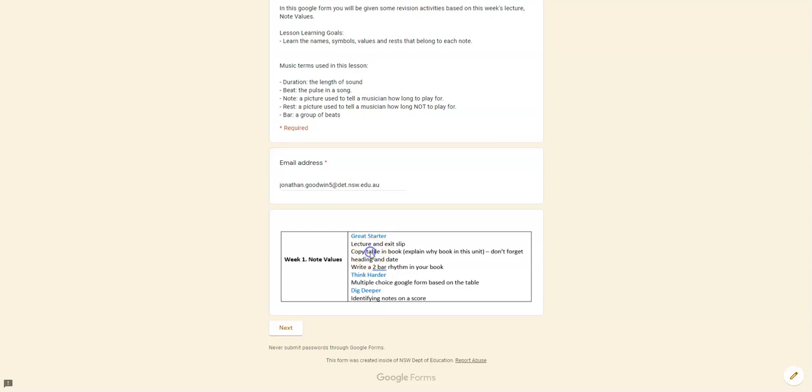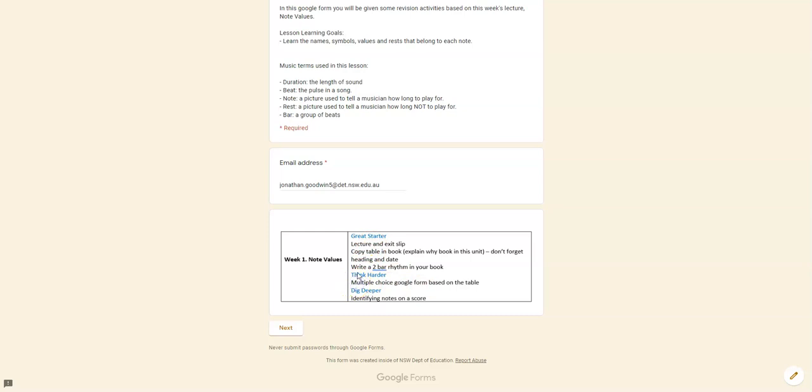You should have also copied in the table of note values into your book, and that will also be in this Google form. You will see that a lot this term, so we do need to be very familiar with it. You should have written a 2-bar rhythm that was explained in the lecture, so if you haven't done that yet, go back to the lecture and complete that activity.